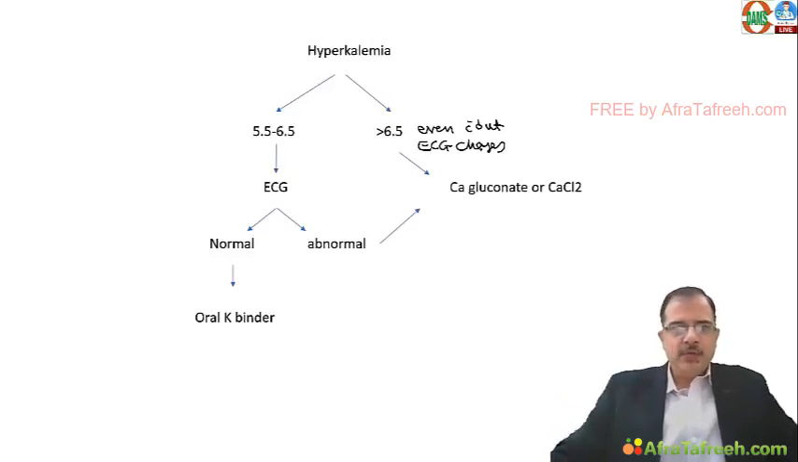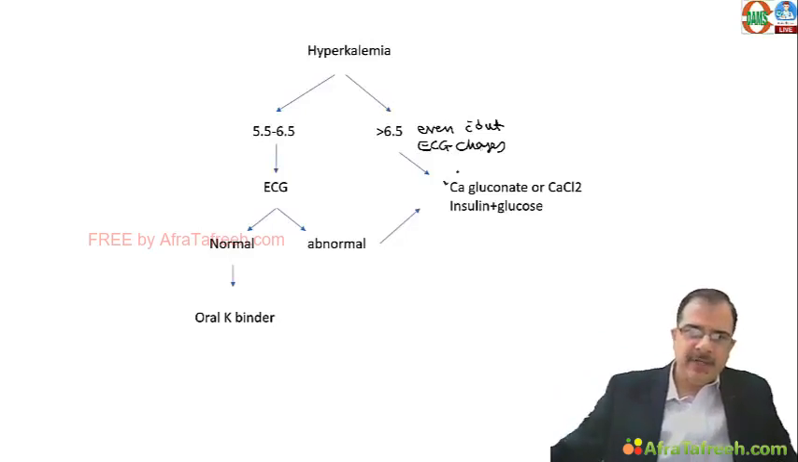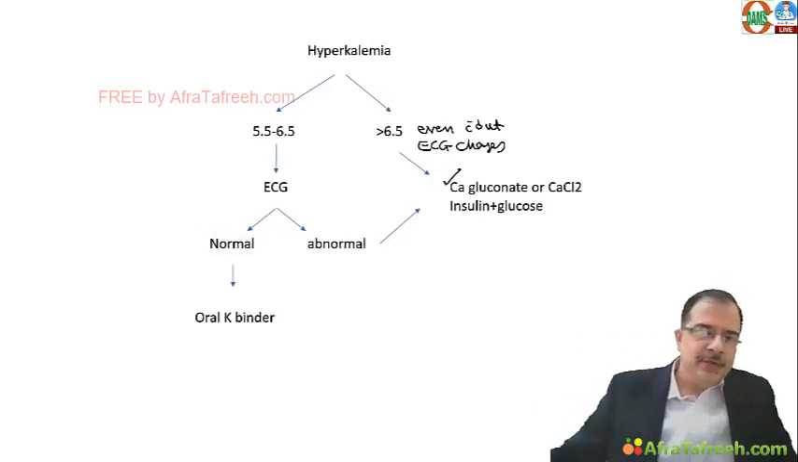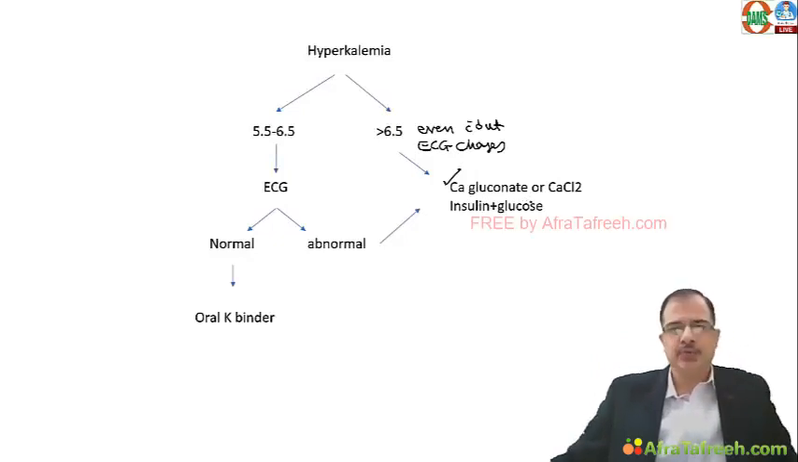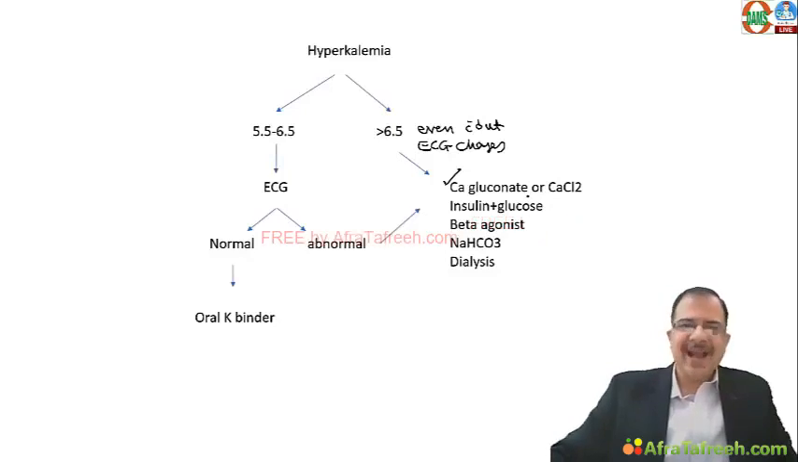then calcium gluconate or calcium chloride will be given. This is the first step that you will be doing to stabilize the membrane, followed by insulin plus glucose. How much insulin? 10 units of insulin, followed by 25% dextrose, 100 ml. Beta agonist, sodium bicarb if acidosis is present, and dialysis will be the definitive treatment.